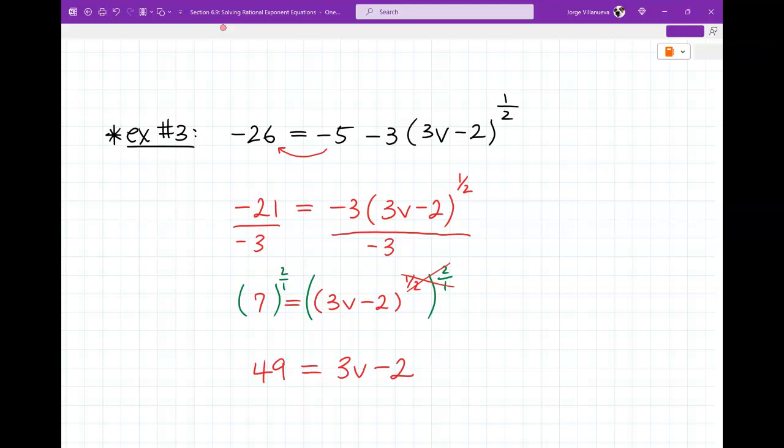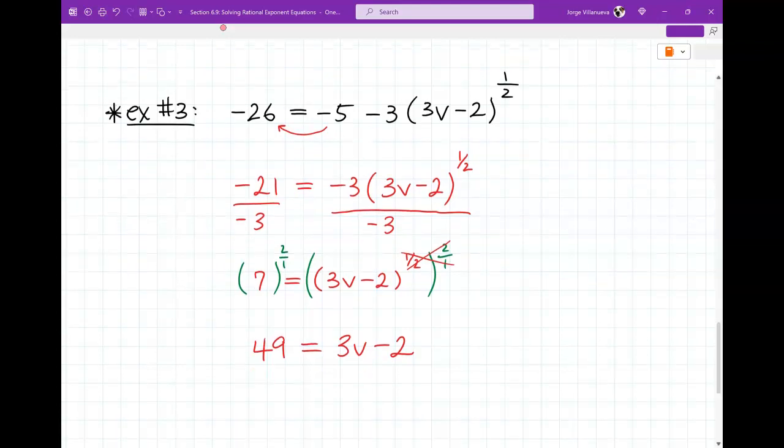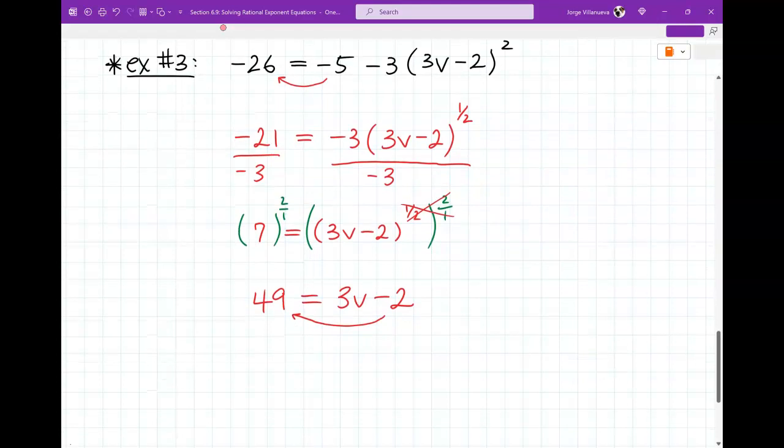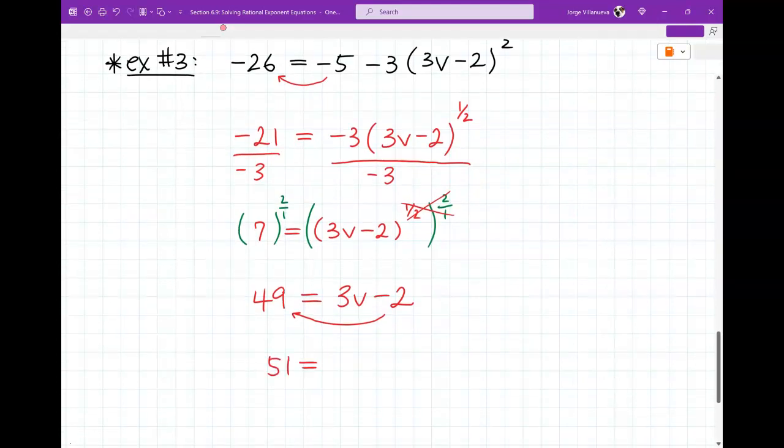And now we do a little bit of algebra 1, right? We'll add 2 to both sides and then divide by 3 at the end. So let's go ahead and move this negative 2 over. So that's going to be 51 equal to 3v. And I know 51 can be divided by 3 because 5 plus 1 is 6, so that's 17. Yeah, 17. So that's correct. So if I divide both sides by 3, I get 17 as my answer.